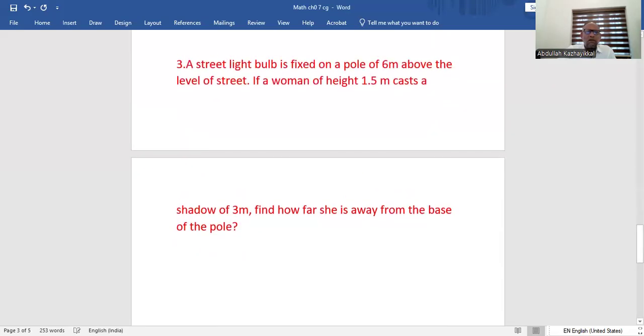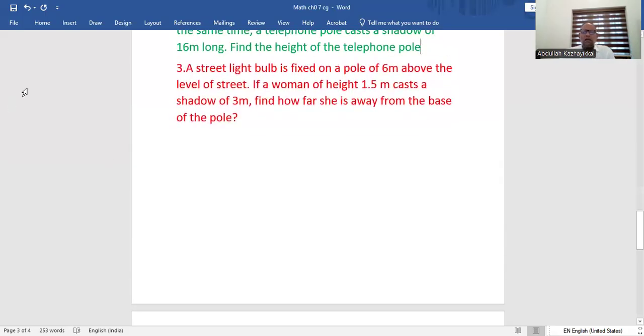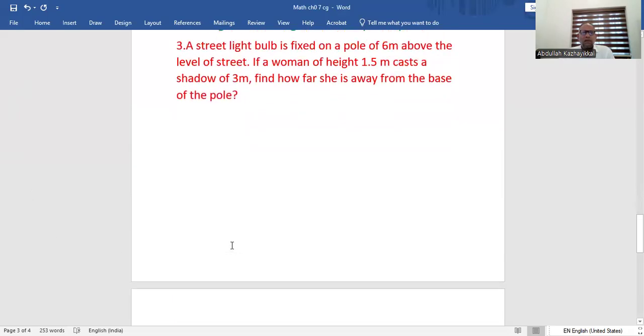Can you tell me what is the difference? All of you, please listen. Taking the third question: a street light bulb is on a pole 6 meter above the level street. If a woman of height 1 casts a shadow 3 meter, find how far she is away from the base of the pole. Here, instead of the sun, there is a street light bulb. So how can we do this one?